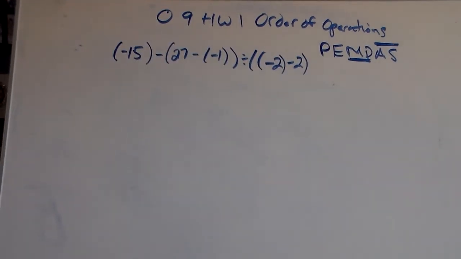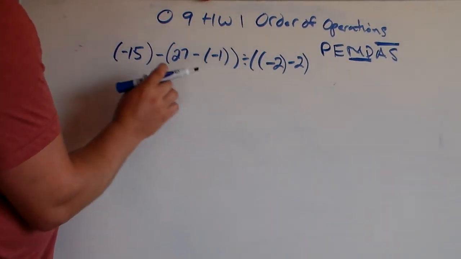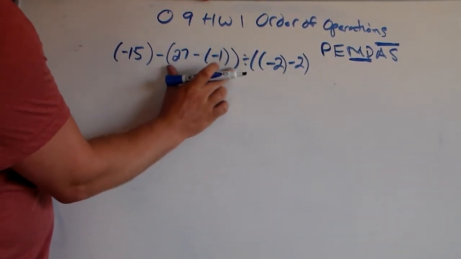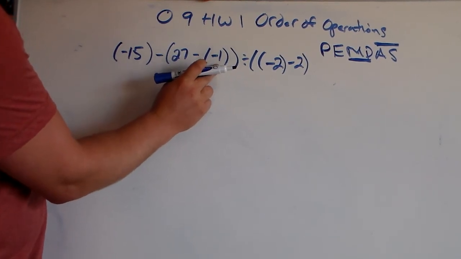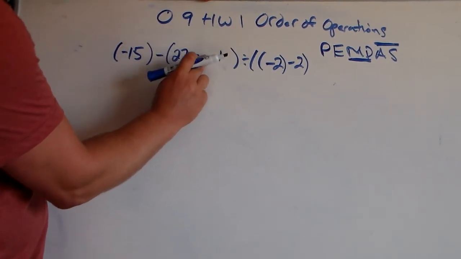Alright, here's problem number 5. Let me take it step by step. Start with the innermost set of parentheses. Looking here, we have two sets of parentheses. That -1 doesn't need to be added or subtracted to any other numbers just yet. So we get rid of those parentheses.